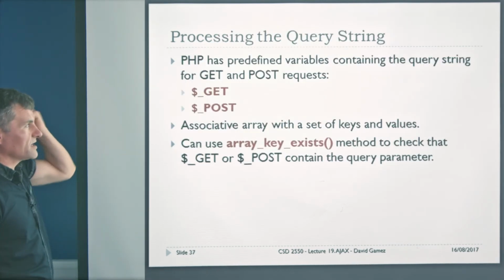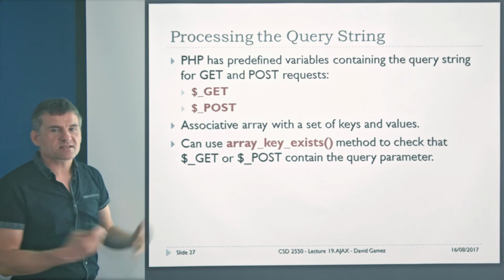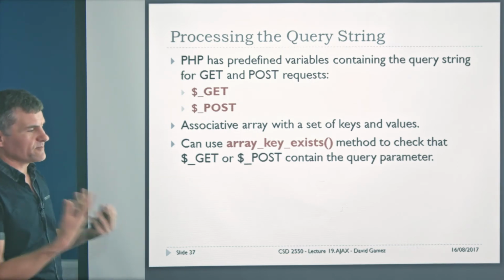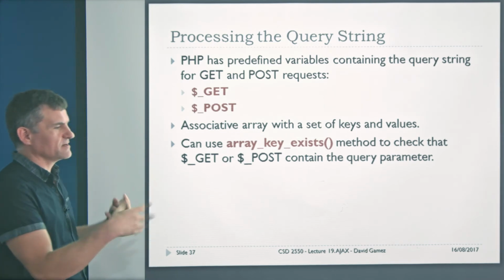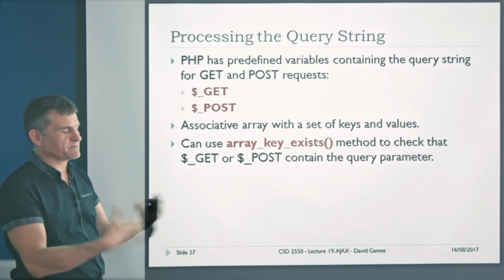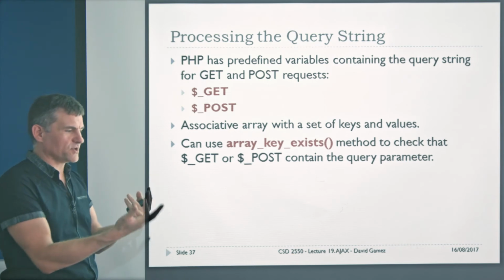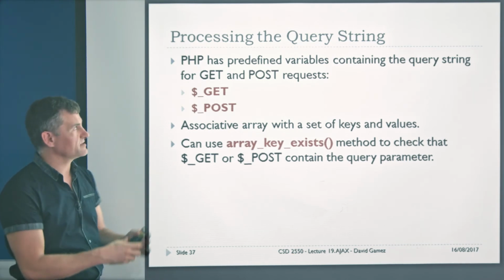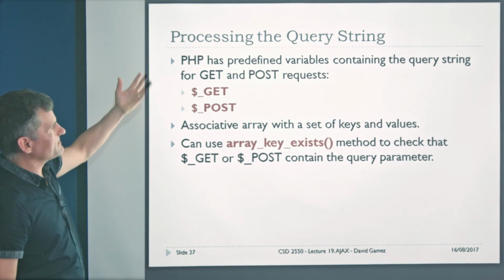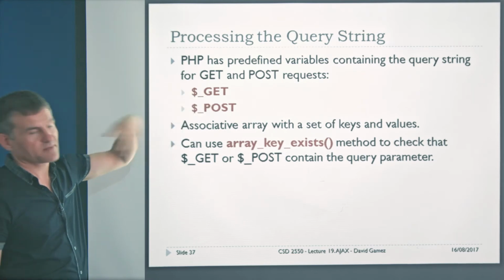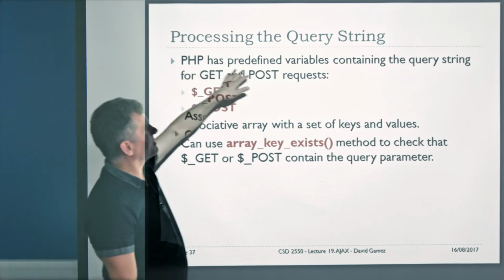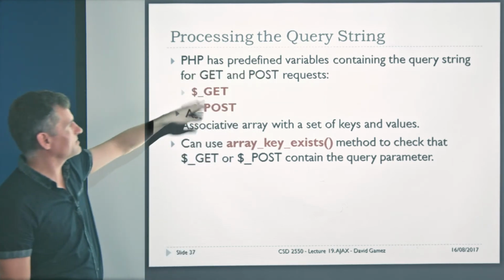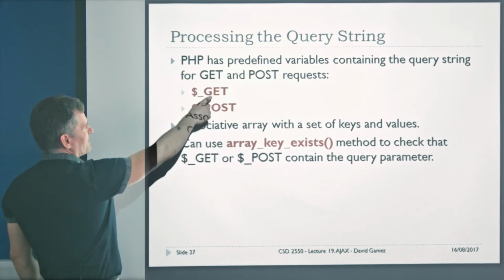Now, that's a kind of basic example, right? But what we often want to do is send some data to the server, process it on the server, and either put some stuff in the database or use that data to control what we send back to the user. So on the server side, we need to be able to access the query string, especially with GET requests, for sure we do. And so we do this using these predefined variables containing the query string. Sorry, the query string only applies to GET.